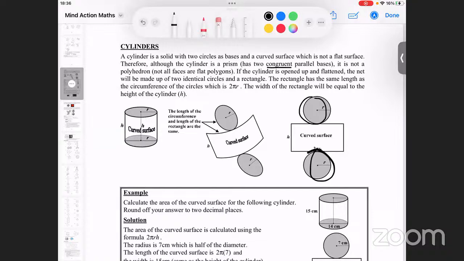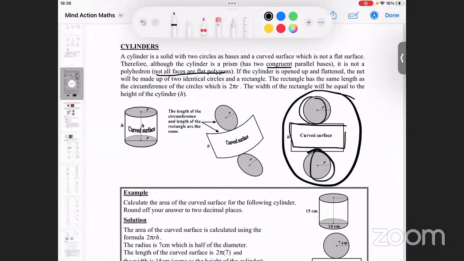And it is not a polyhedron. Not all the faces are flat polygons, right? If the cylinder is opened up and flattened, the net will be what? It will be made of two identical circles and a rectangle. So this is the net. And then if this is flattened, you have what?